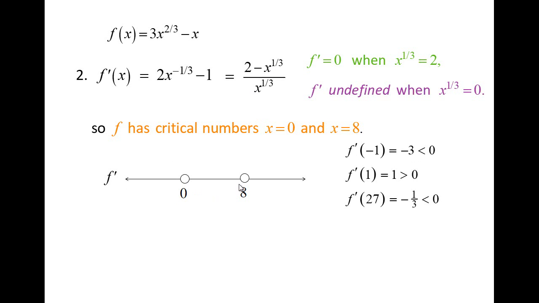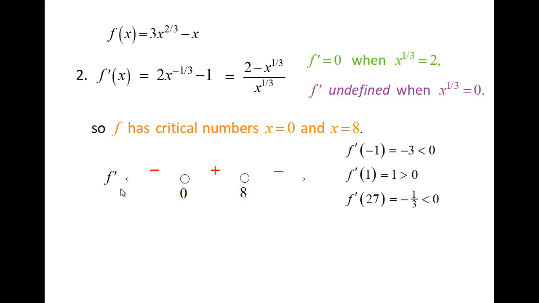Between 0 and 8, let's pick 1. If I plug in 1 here, 1 here, we see that we get positive, so f prime is positive here. And then after 8, we can pick something like 27. The reason I'm picking 27 is that that'll be easier for us to take the cube root of. So the cube root of 27 would be 3. 2 minus 3 is negative. And in the denominator, when I plug in 27, I get positive, so it's going to be negative here.